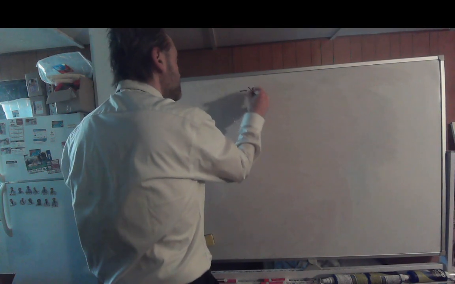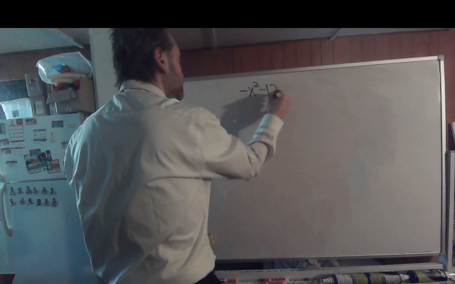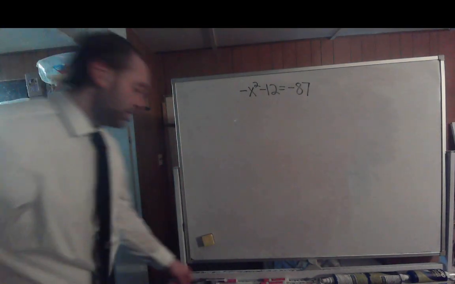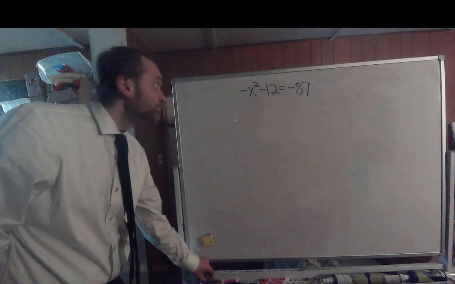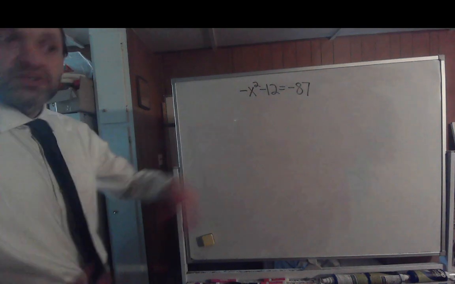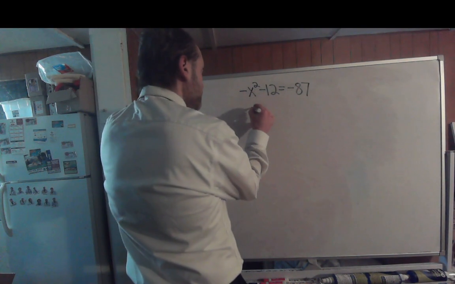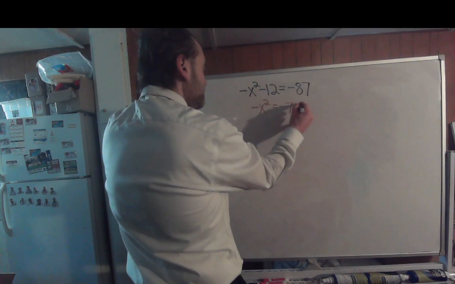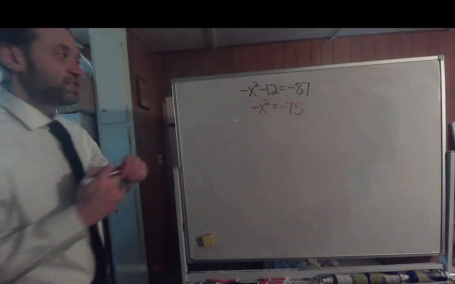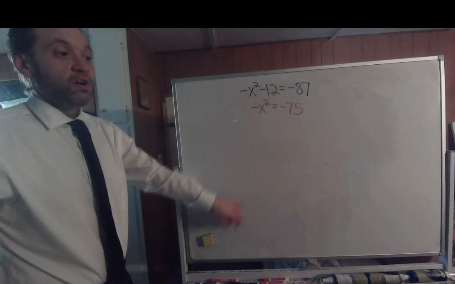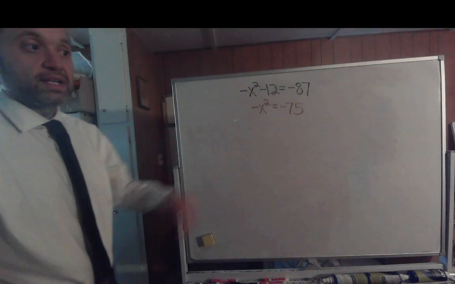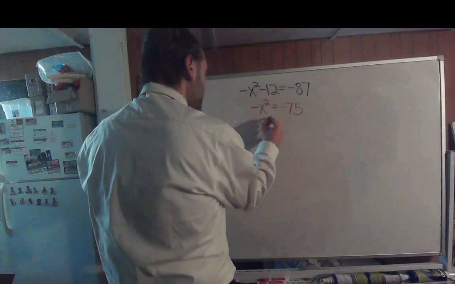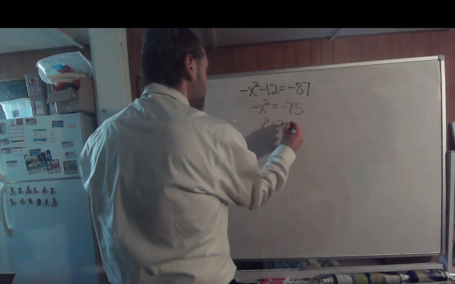Now, we have negative x squared minus 12 equals negative 87. Well, let's get that negative x squared by itself, so let's add 12 to both sides. If you do that, you'll get negative x squared is equal to negative 75. Well, we want to just get x squared by itself, so we got to divide both sides by negative 1. If you do that, you'll get x squared equals positive 75.